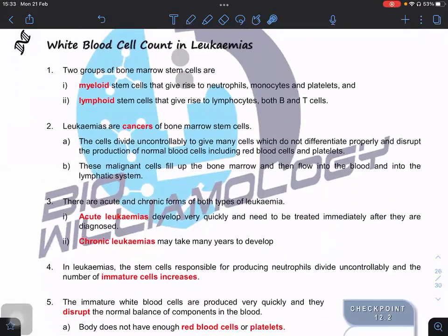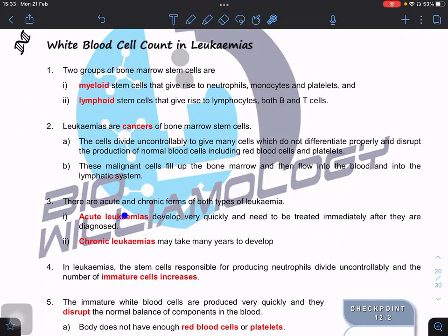So in this case, we have 2 groups of bone marrow stem cells. As I said, we have the myeloid stem cells and lymphoid stem cells. Okay. So myeloid will give us the neutrophil, monocyte, and platelets. Lymphoid gives us the lymphocyte. So it depends on which kind of them develops into the cancer. So the cancer of the bone marrow stem cell is known as leukemia.